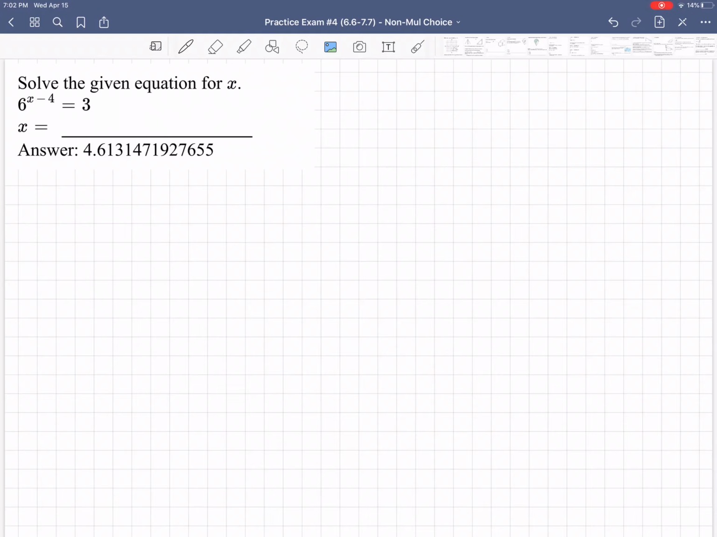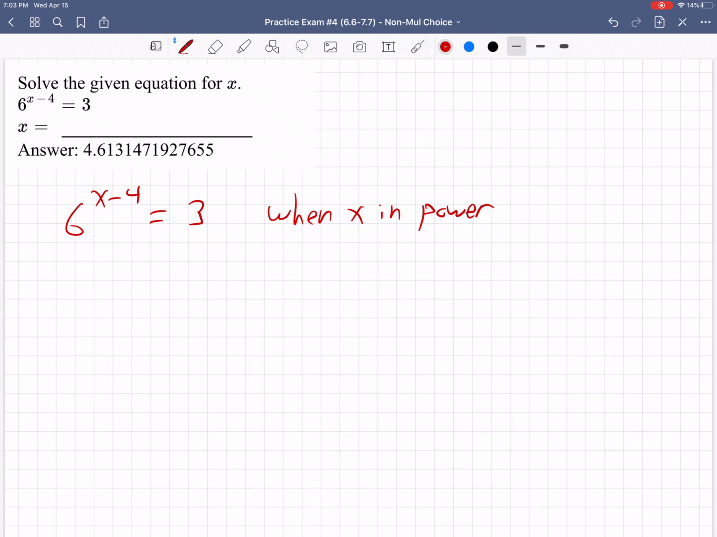Okay, so how do we solve this problem? Well, let me write it down here. 6 to the x minus 4 equals 3. Notice x is in the power zone. When x is in power, what do we do?